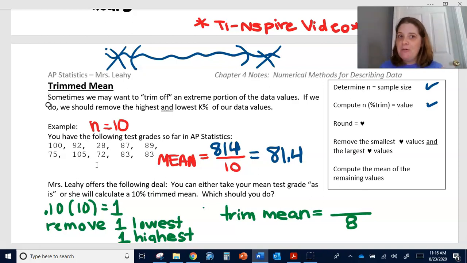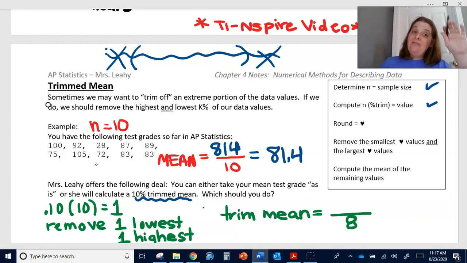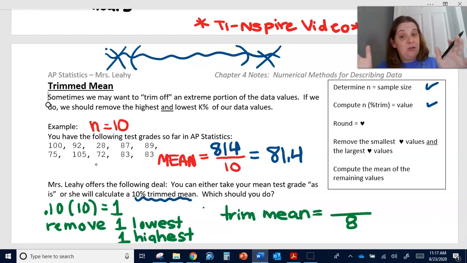Okay, so I'm going to offer you the following deal. You can either take this grade as your average test grade, or I will calculate a 10% trimmed mean. To do a 10% trimmed mean, the first thing we need to do is figure out how many values is 10% of our sample. So I take 10% of 10, or in other words, my trim percentage times the number of values. 10% of the trim is 1, but I'm not just going to knock off the highest one, I'm also going to take off the lowest one.